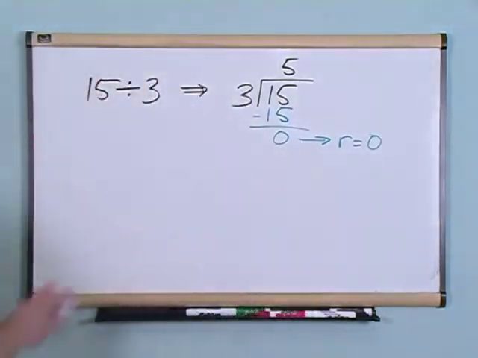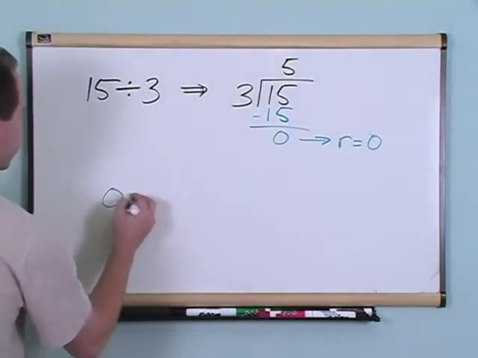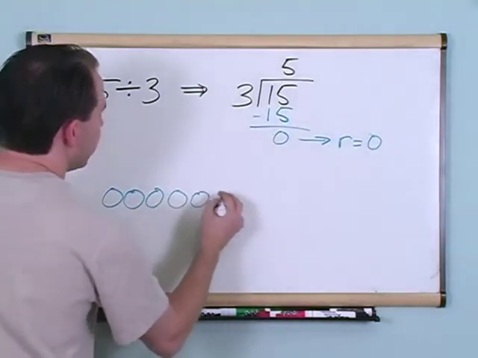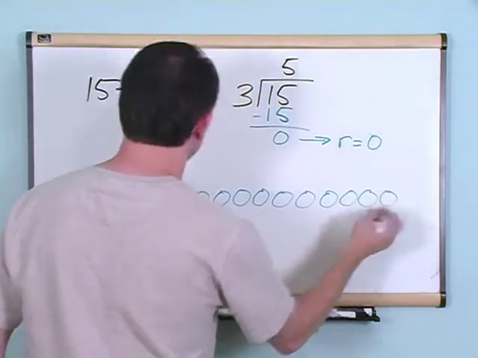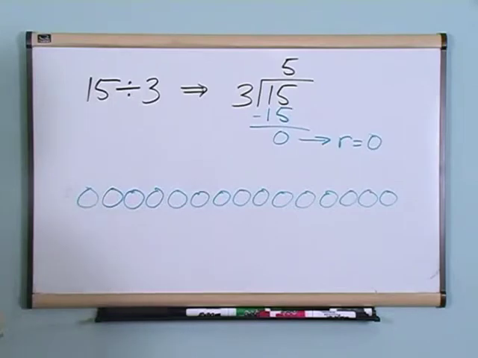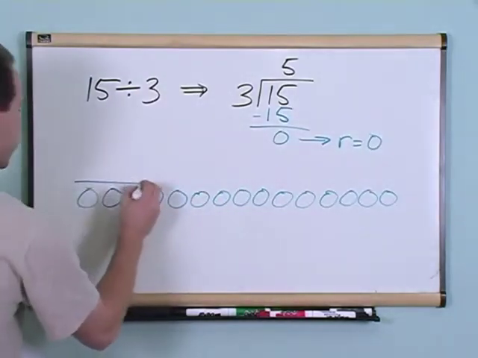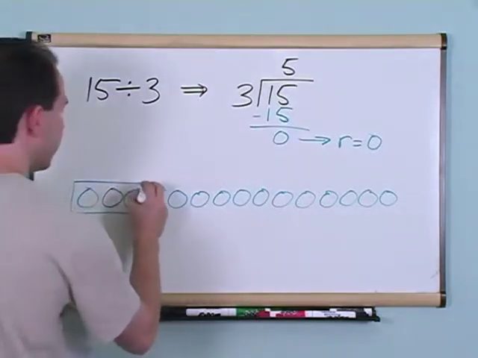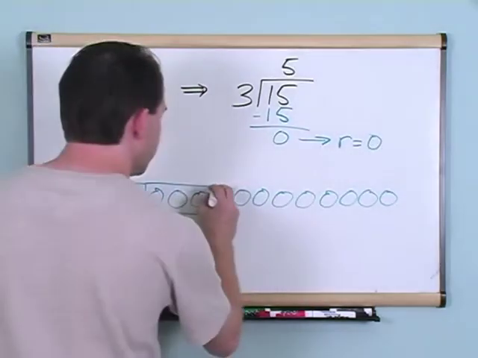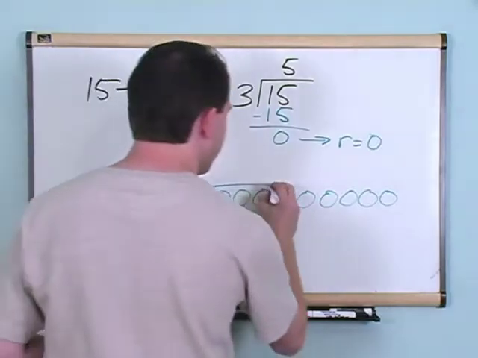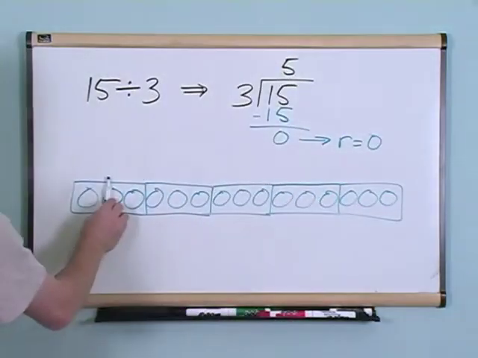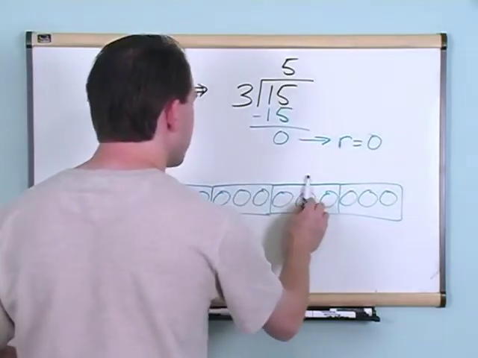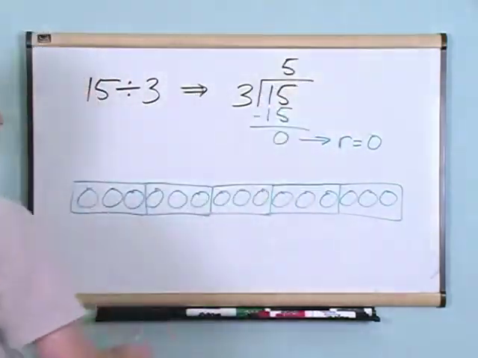If we were going to do this one graphically, we would draw 15 circles. 3, 4, 5, 6, 7, 8, 9, 10, 11, 12, 13, 14, and I'll put one over here for 15. There's 15 circles on the board, and we're going to divide by 3. Here is one group of 3. Here's another group of 3. Here's another group of 3. Here is another group of 3. And here's another group of 3. 1 group, 2 groups, 3 groups, 4 groups, 5 groups.